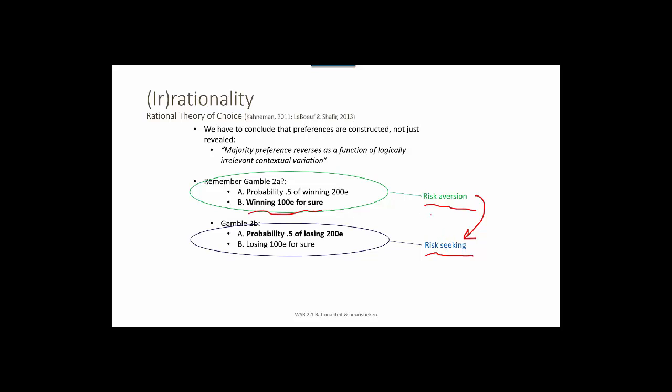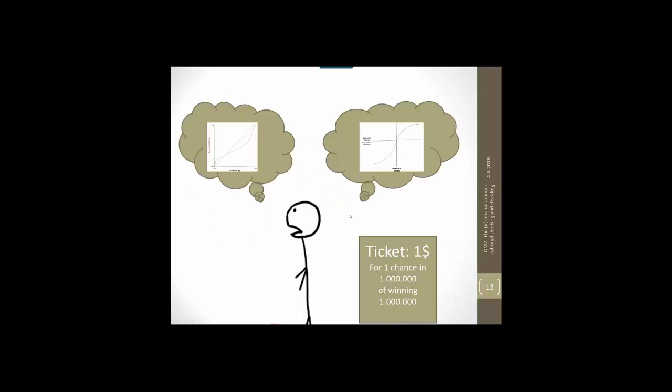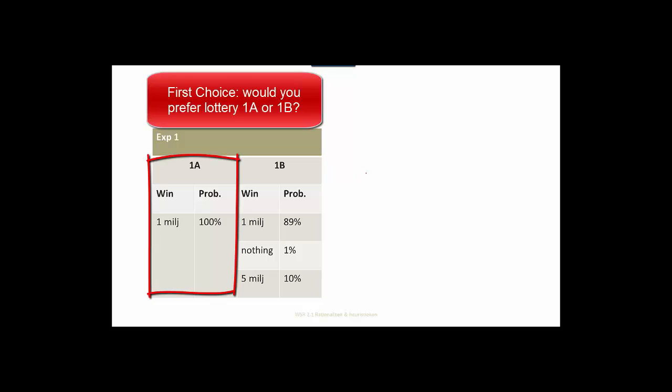This is a reversal in preference, which you couldn't expect under the rational model, but which we can explain using prospect theory. But before that, we're going to have a look at another part of prospect theory using a different example, namely the Allais paradox.